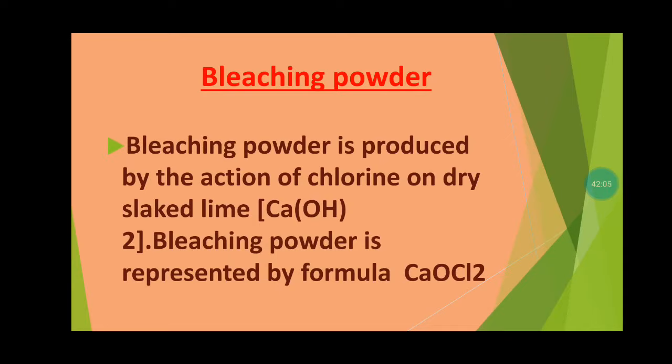How is bleaching powder prepared in our lab? Bleaching powder is prepared by the action of chlorine on dry slaked lime. Dry slaked lime is nothing but lime water's crystals; you won't find any water, only small droplets of water. Now bleaching powder is represented by the formula CaOCl2. What does it mean? CaOCl2 is nothing but calcium oxychloride.